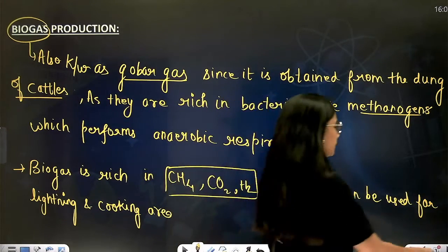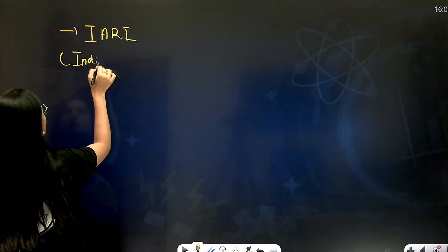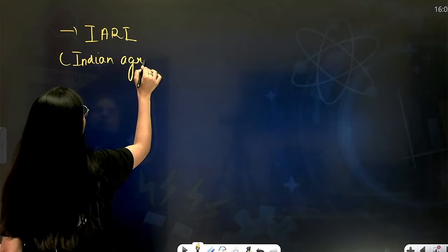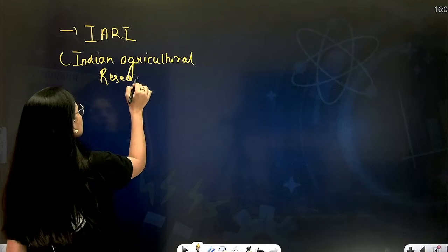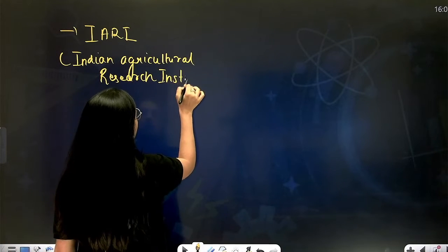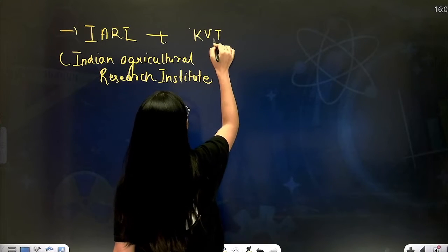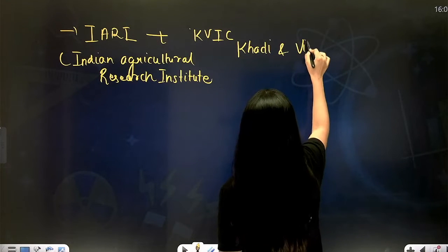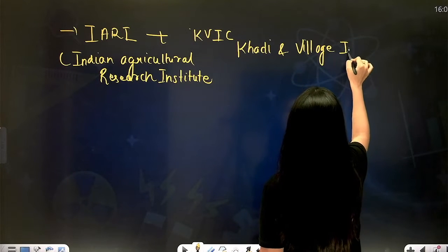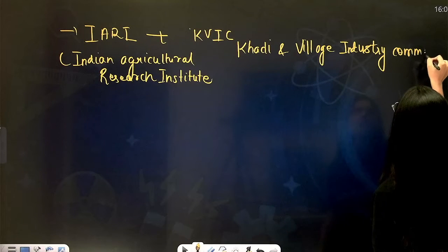Those two organizations are IARI, that stands for Indian Agricultural Research Institute, plus Khadi and Village Industry Commission.